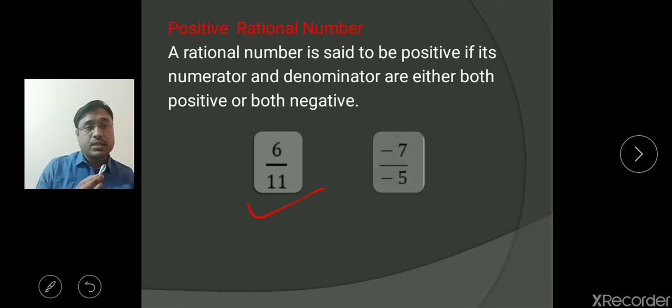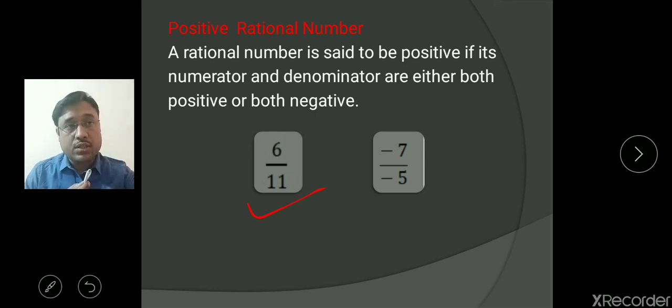Now in this example you can see minus 7 by minus 5. Here the numerator and denominator both are negative, so they will cancel each other, and at the end it is positive only, after cutting the minus signs. Because both have the same sign, numerator and denominator, it is a positive rational number.